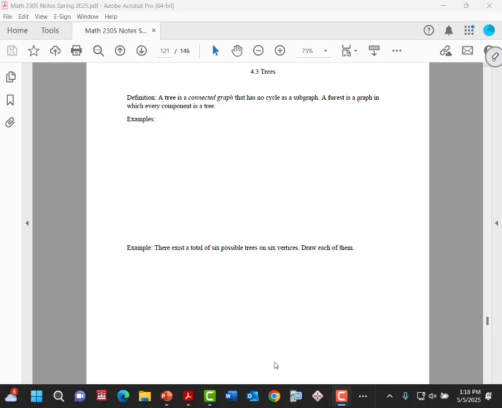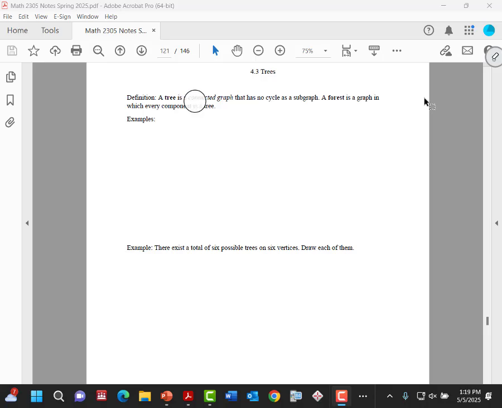Okay, so in this section, we want to take a look at trees. Now, what do we mean when we say trees? So let's start off with a definition. A tree is a connected graph that has no cycle as a subgraph.